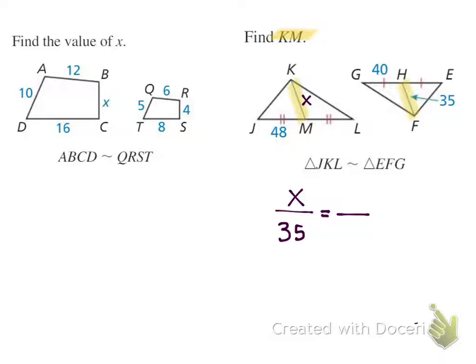So here's a reminder. The top row should be from the same shape as should the bottom. And then one fraction should be corresponding sides. So x corresponds with 35. So for the second fraction, what is on the same shape or on the same triangle as x? 48. And then we need what corresponds with 48 to go in the denominator, which would be 40. Right, 40?